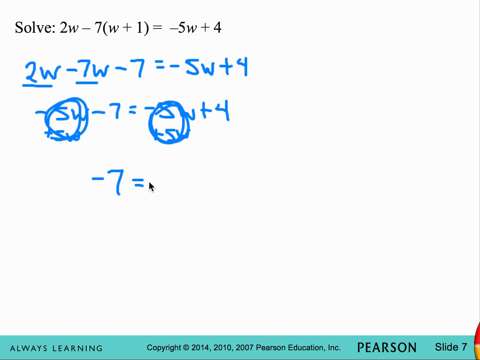What does it mean if your variables disappear? What does it mean in this particular situation? Negative 7 is not 4. No matter what I do, it will never be 4. So that's our, do it a little bit nicer, our empty set, no solution symbol. The set of answers is empty.